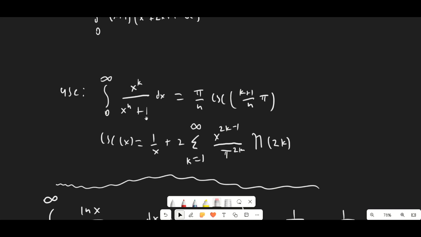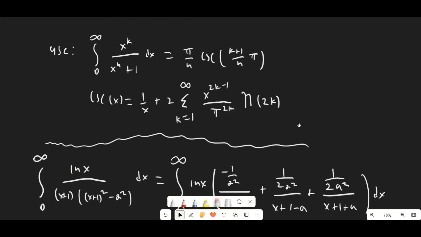We also have this expansion for cosecant of x, which is actually the Laurent series for cosecant of x. Cosecant of x equals 1 over x plus 2 times the sum from k equals 1 to infinity of x to the 2k minus 1 over pi to the 2k times eta of 2k. We're going to be using this. I proved this in, I believe, my latest video, or maybe 2 videos ago, on the sum of inverse hyperbolic cotangents.